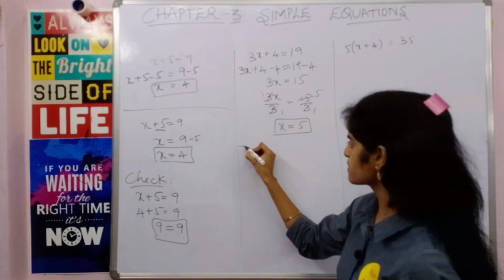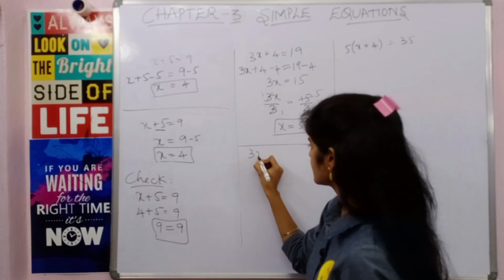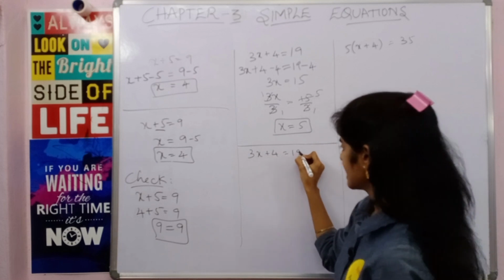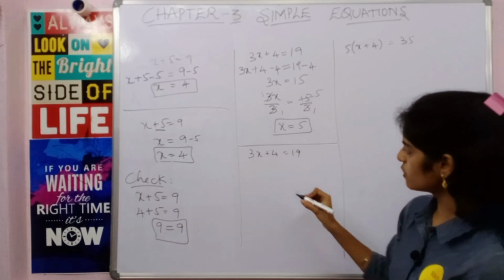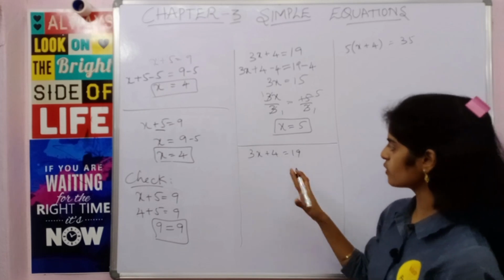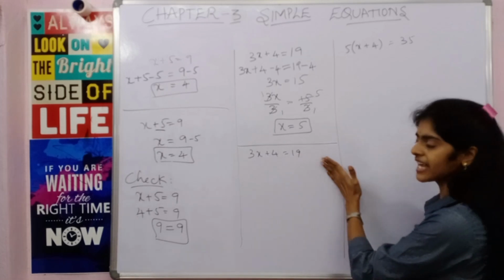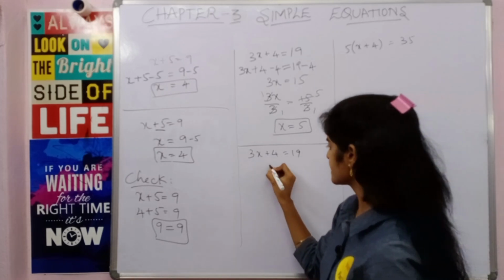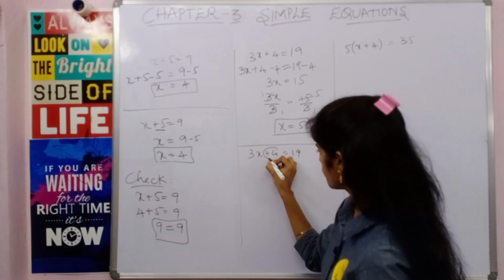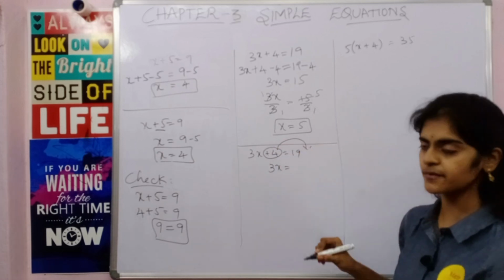Now with transposing, let us see the same problem: 3x plus 4 equal to 19. Now we have to transpose. Firstly, let me transpose 4 to the other side. Now this is 3x. This plus 4 I want to transpose to the other side. So it becomes what?